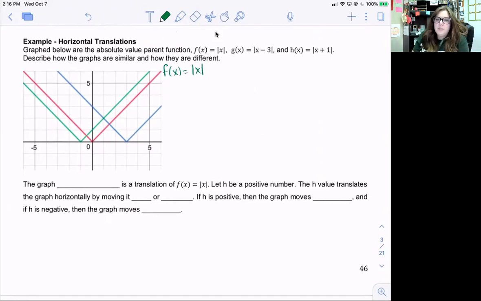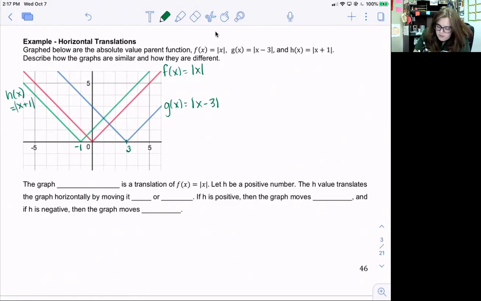And then we have g of x equals the absolute value of x minus 3, and h of x equals the absolute value of x plus 1. So notice the blue line is 3 to the right, and our green absolute value is 1 to the left at -1. So that means the blue one is g of x, absolute value of x minus 3, and h of x is our green.